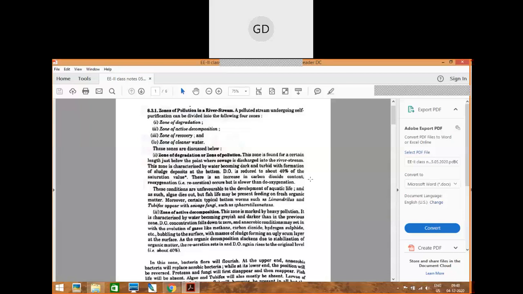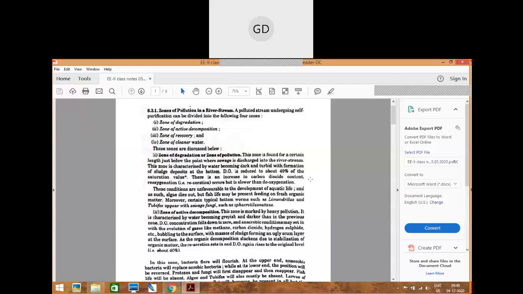Now the next zone is your zone of active decomposition. So what is zone of active decomposition? How can you characterize this zone? This zone is characterized by very heavy pollution. It is also characterized by the water becoming grayish in color and darker than in the previous zone. So in the previous zone the color was becoming dark, but here it is more dark, and here the color will become almost grayish.